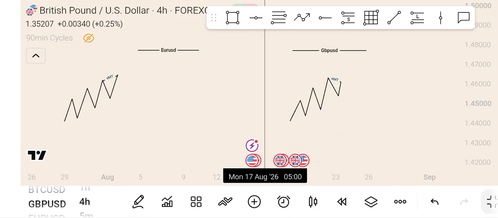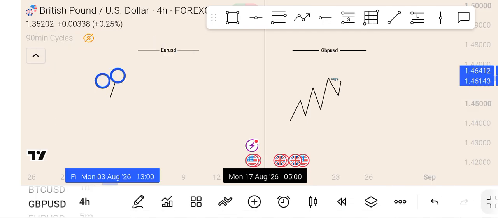So I don't need to waste time. Let me go over to a sequential SMT. Now remember what I said. Sequential SMT occurs between two cycles according to quarterly theory.